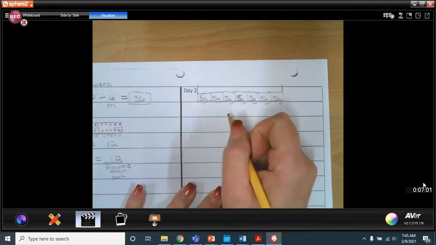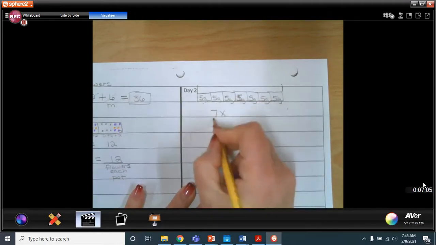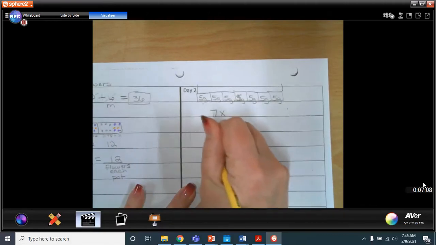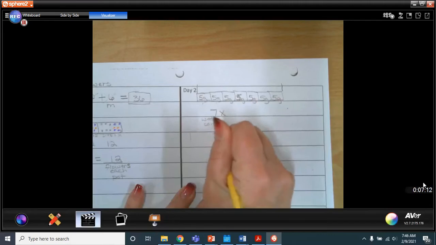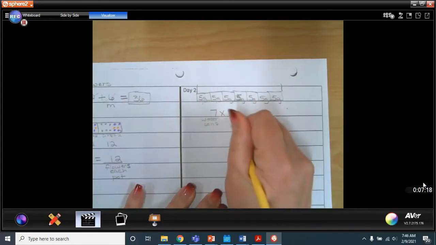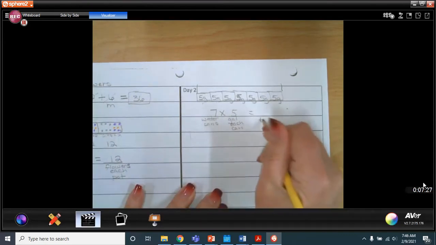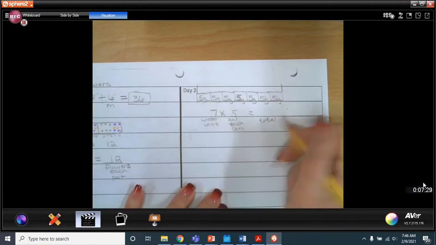What do we know about repeated addition? You can use multiplication. So we have 7 groups. The groups are the watering cans. The objects in each, well, the object would be water, right? So we have 5 gallons in each can, and we want our total amount of water.